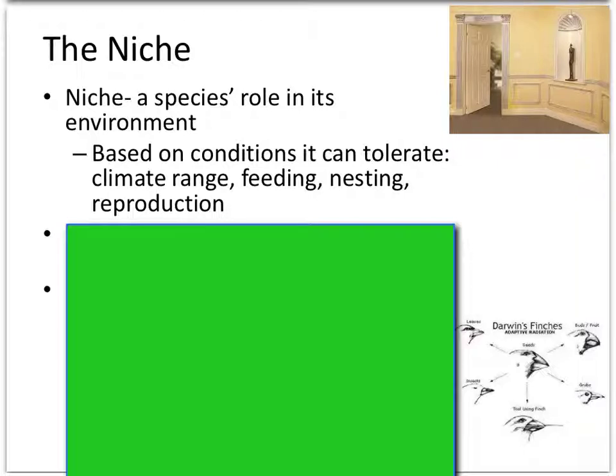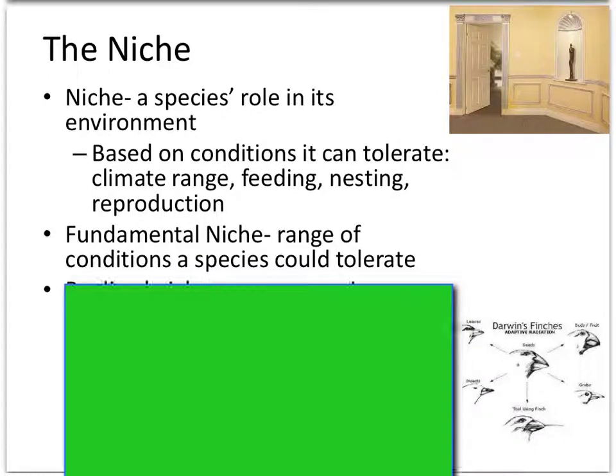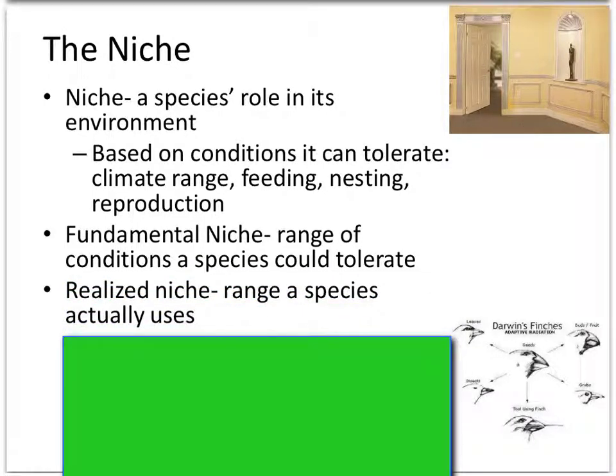And there's two different ways we can break down the niche. You've got the fundamental niche, right? So the range of conditions a species could tolerate. So this is basically the biggest possible thing, right? It's the maximum niche, you can think about it. And then you also have the realized niche, which is the range a species actually uses.